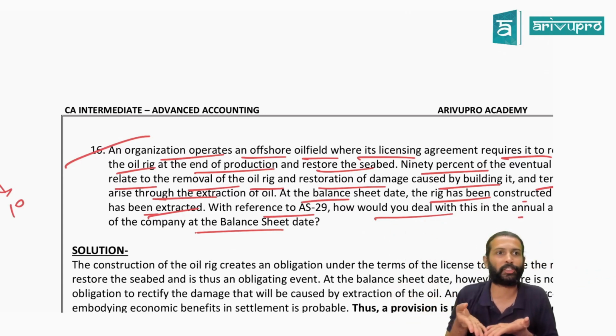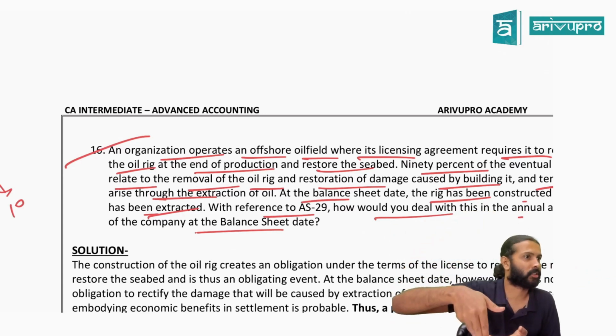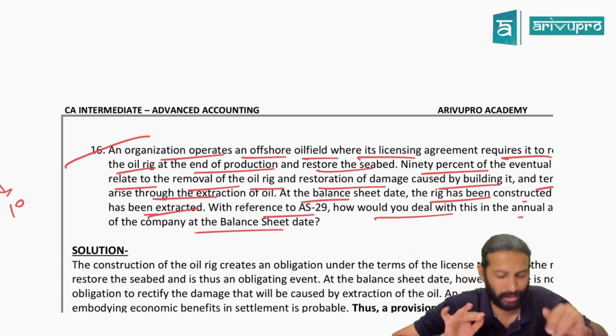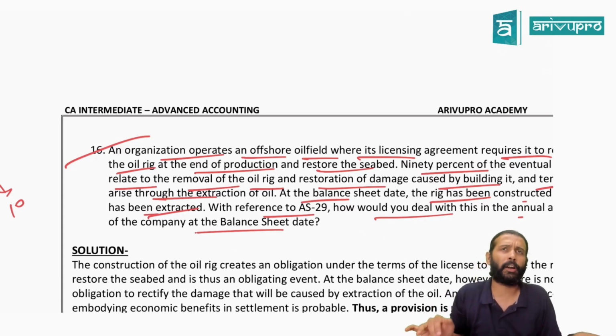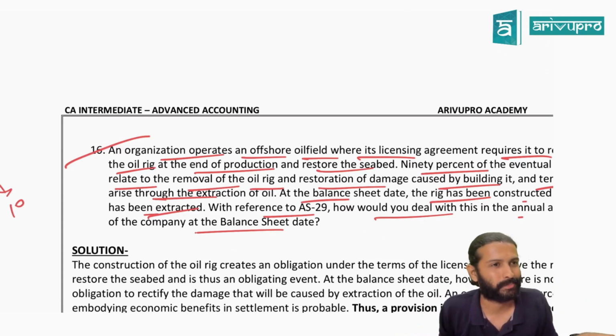It's not like a court case where it may or may not. Here, you only have to pay for the damage. That means possible or probable? Probable only. Is this okay? That means why can't we make it a liability, sir? Because the amount is not sure, sir.